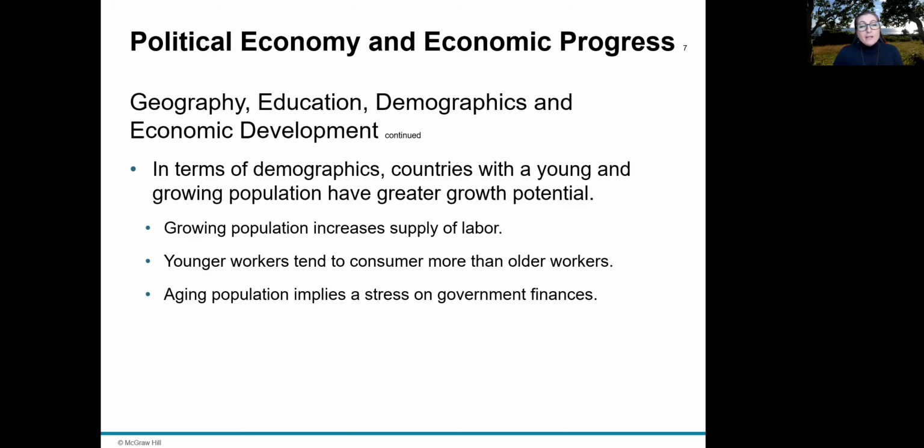So when we consider the political economy and economic progress, we need to consider things like geography and demographics. In terms of demographics, countries with a younger population have a greater growth potential. When a population is growing, this is increasing the supply of labor. Younger workers tend to consume more than older workers.